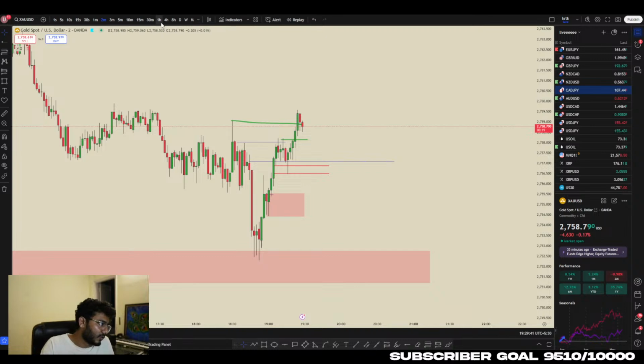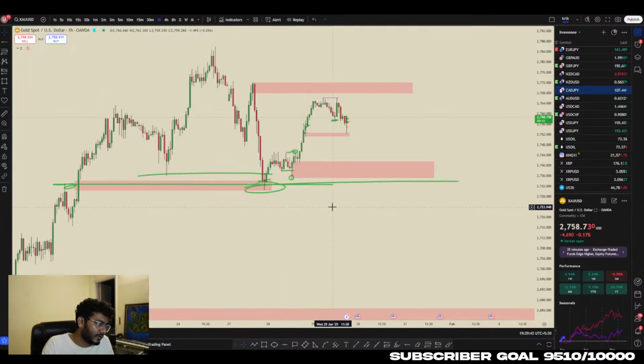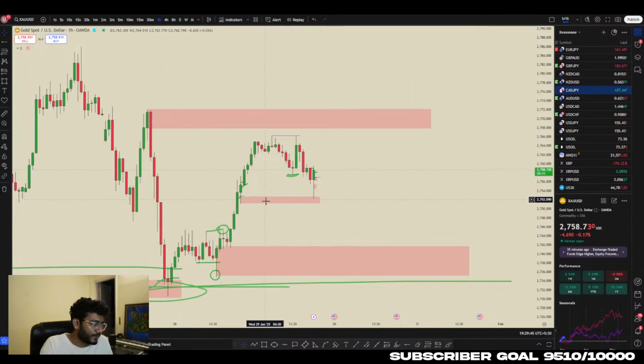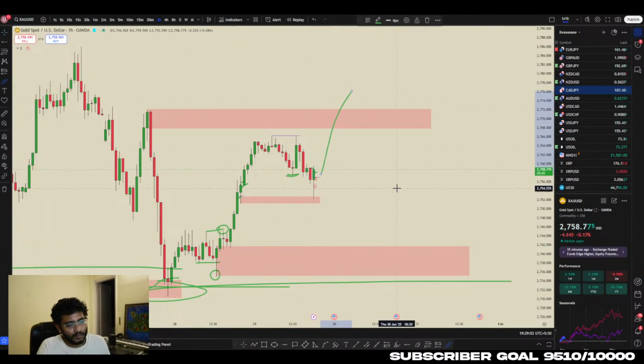Use candlesticks like on higher time frame. For example, here we can see this candle is close to the upside. Probably we can expect a bullish move to the upside. So that's very simple, right?